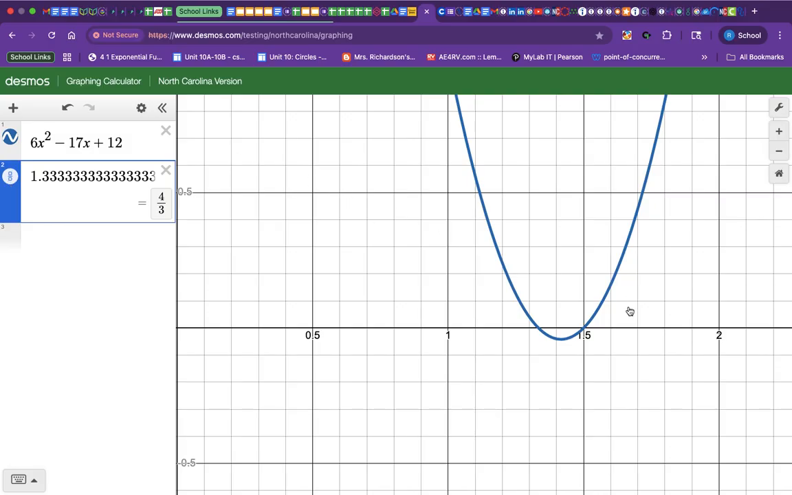And then 1.5 is a terminating decimal. So I can just type in 1.5 and that gives me 3/2. So my other solution or my other root would be 3/2. So that right there, final answer.